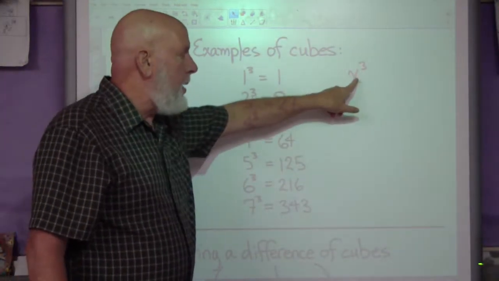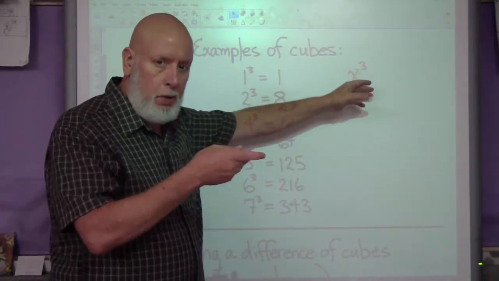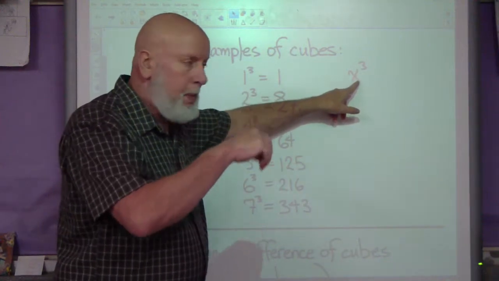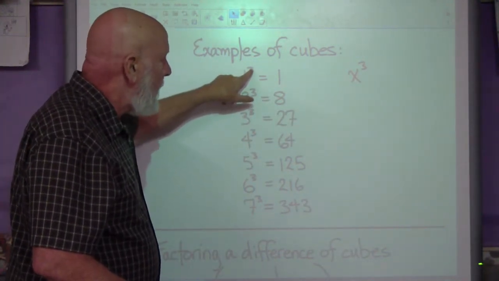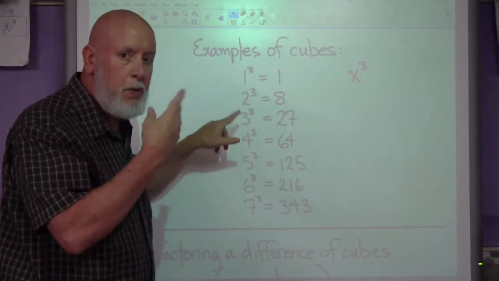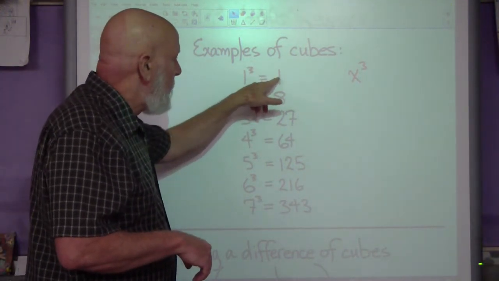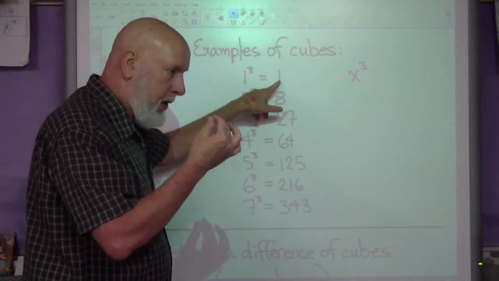If we said x times x times x, that would be x cubed. That means x multiplied by itself 3 times. 1 times 1 times 1 is 1 cubed. 1 to the 3rd power equals 1. So 1 is a cube, or a perfect cube.